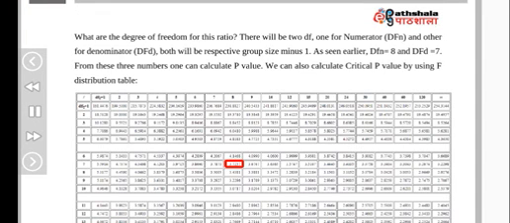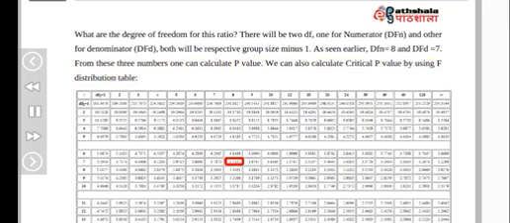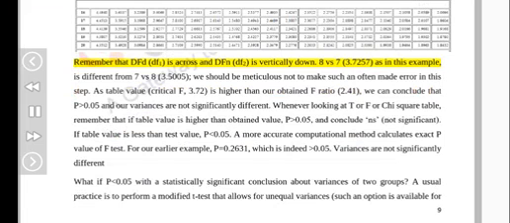What are the degrees of freedom for this ratio? There will be 2 df, one for the numerator, dfn, and the other for the denominator, dfd, both will be the respective group size minus 1. As seen earlier, dfn equals 8 and dfd equals 7. From these three numbers one can calculate the p-value. We can also find the critical value by using the F distribution table. Remember that dfn is across and dfd is vertically down. 8 versus 7, 3.7257, as in this example, is different from 7 versus 8, 3.5005. We should be meticulous not to make such an often-made error in this step.